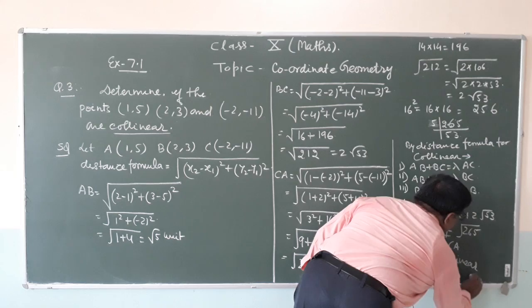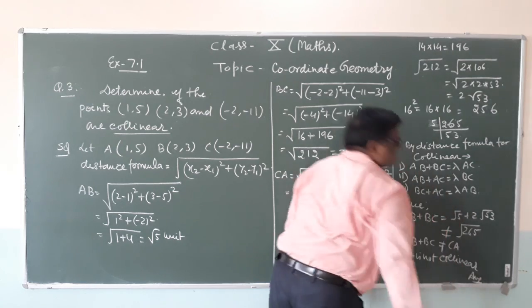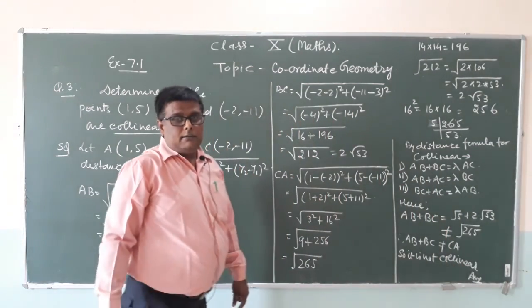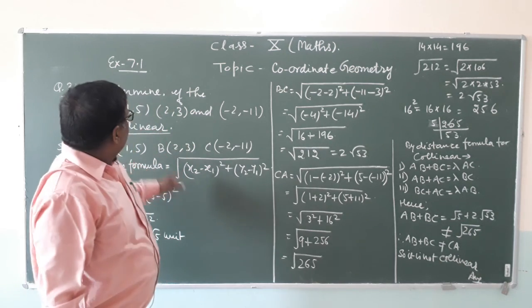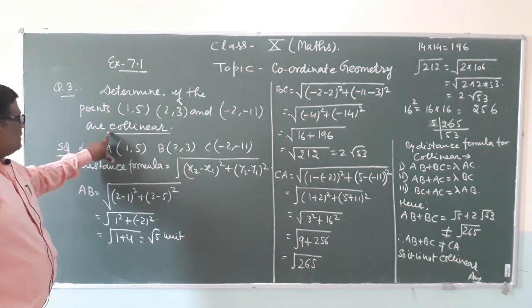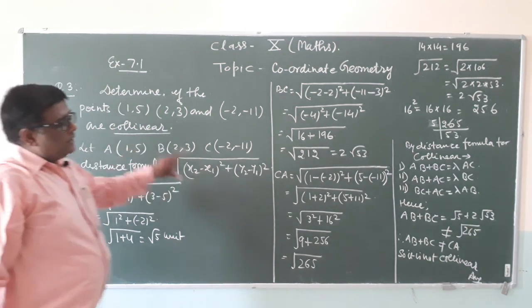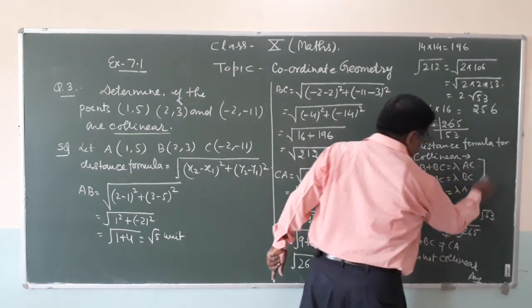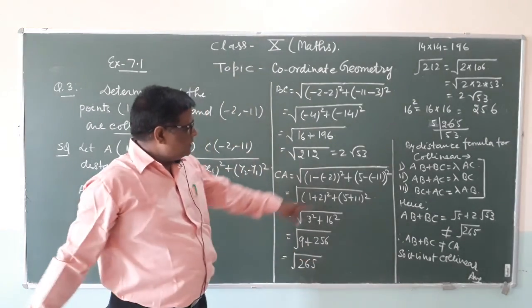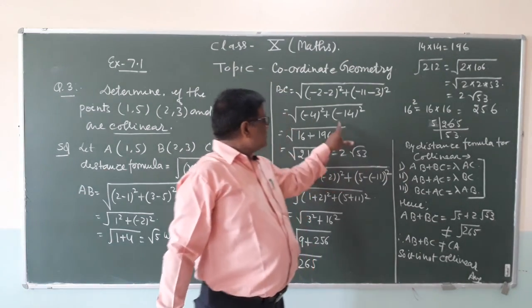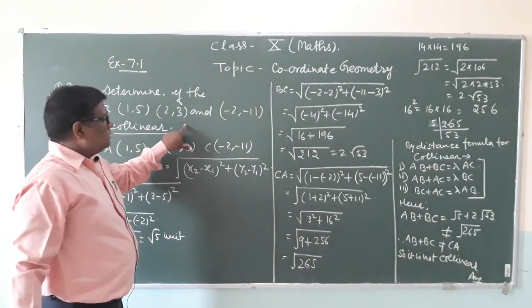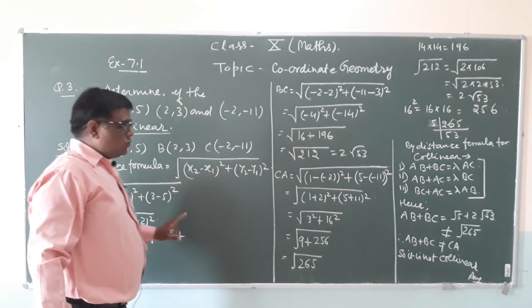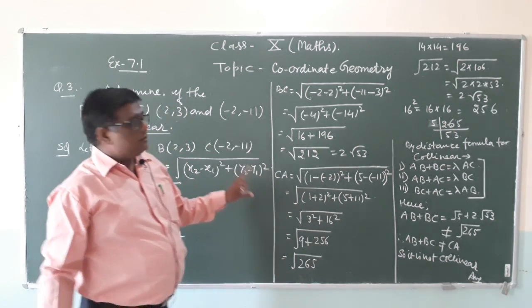This is our answer. So these three points are not collinear. If we use the distance formula, then we use three conditions for collinearity, and none of them is satisfied by these three points and the distances between them, so this is not collinear.